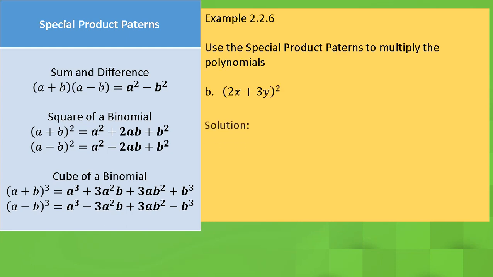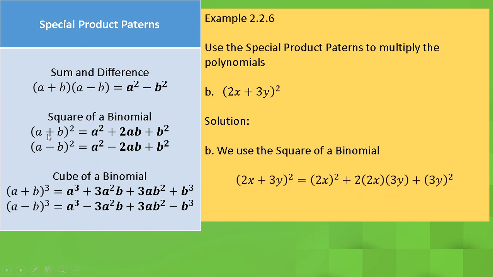Another example, 2x plus 3y squared. Where does it belong? Square of binomial. So, we have this here. What we will do, 2x squared, so this is the a, 2x squared plus 2 times ab, 2x plus 3y plus b squared, which is 3y squared. And we have 4x squared plus 2 times 3, that's 12, and then 9 squared.